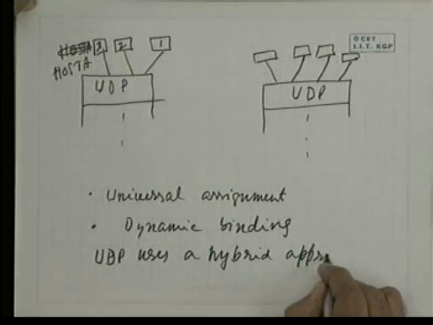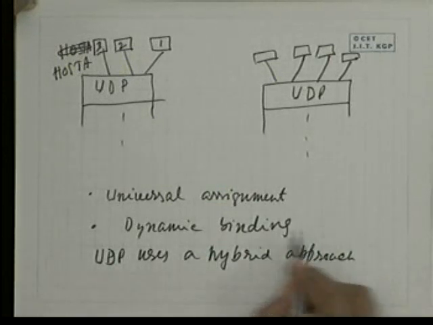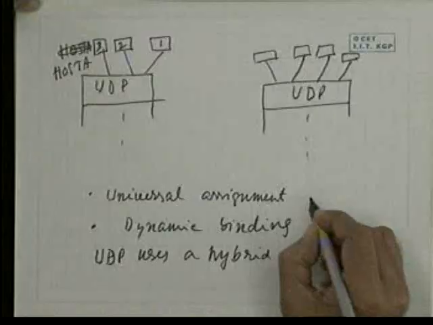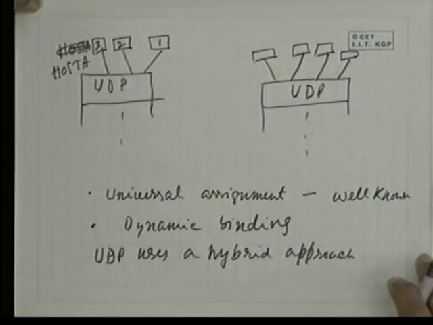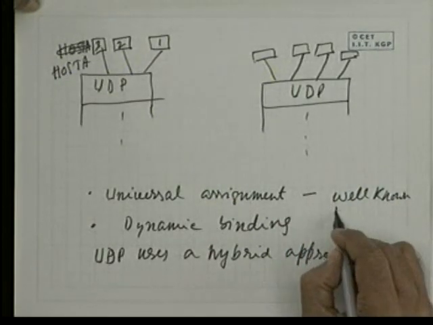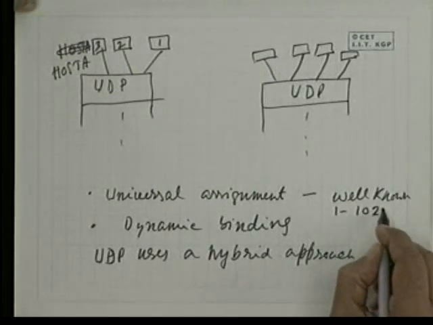What does it mean? That means there are some port numbers which are assigned a priori to some well-defined applications. For example, for telnet, for FTP, the various application protocols that we shall be discussing in my next lecture, each of them is assigned a well-known port number. So these are known as well-known port numbers. And the range of well-known port numbers is 1 to 1023.